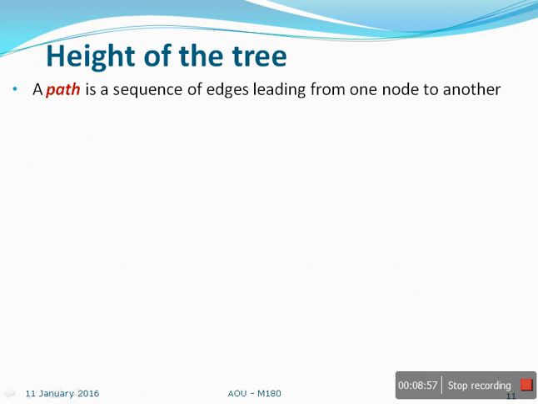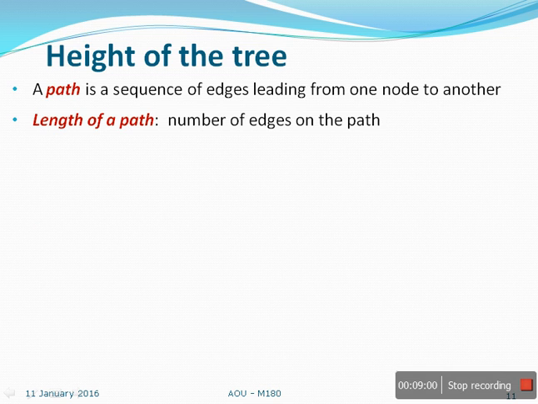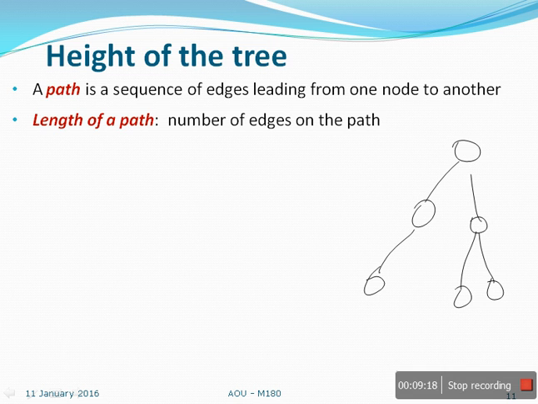Moving ahead, the height of the tree. First we see the path. This is a sequence of edges leading from one node to another node. We call it a path. The length of a path is the number of edges on the path. For example, let's say this is a tree. Now if we say the path from this node, let's say C, to R, the path is 1, 2. The number of edges from R to C, and the length of the path is the number of edges. So the length is 2 because you have 2 edges.